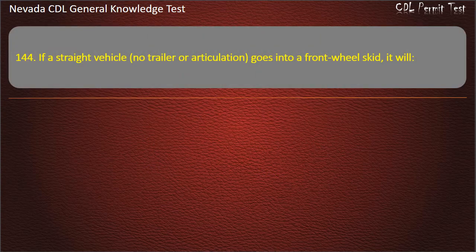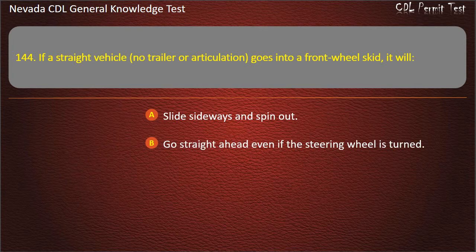Question 144. If a straight vehicle, no trailer or articulation, goes into a front wheel skid, it will slide sideways and spin out. Go straight ahead even if the steering wheel is turned. Go to the right. Answer. Go straight ahead even if the steering wheel is turned.